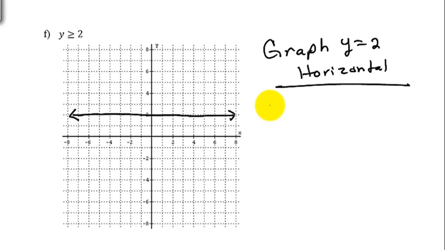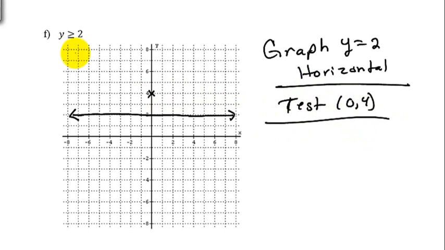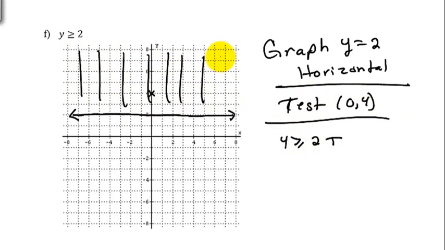So again, you could pick a point to test. We could test the point 0, 4. So put 4 in for y. Is 4 greater than or equal to 2? And the answer is true. And so it's everything on the top. You don't really need to test for this one because it says that y has to be bigger than 2, so you know you have to shade the top half. Had it said y is less than 2, you would have shaded the bottom half.